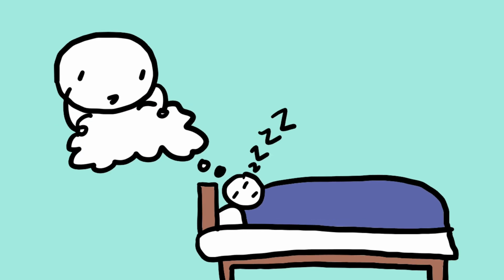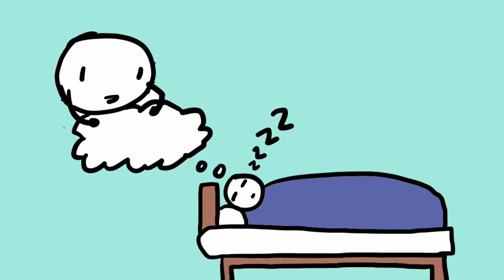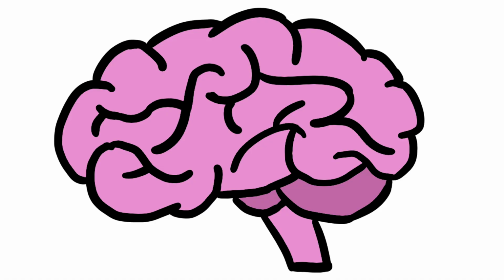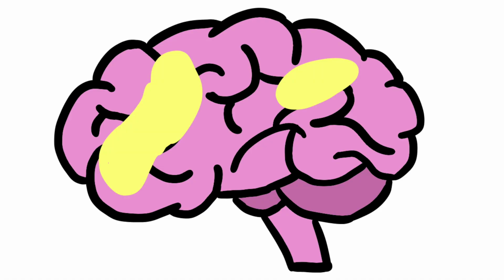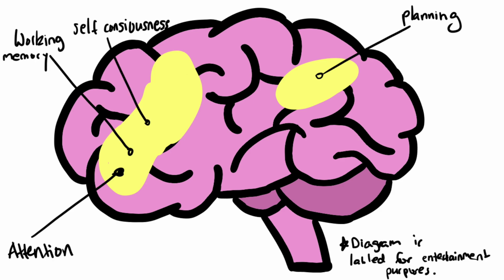Controlling your dreams is known as lucid dreaming. There are various tested methods on how to lucid dream, but what is the science behind it? Lucid dreaming predominantly occurs from the increased activity within specific areas of the frontoparietal network. These brain areas are typically correlated with the function of attention, working memory, self-consciousness, and planning.